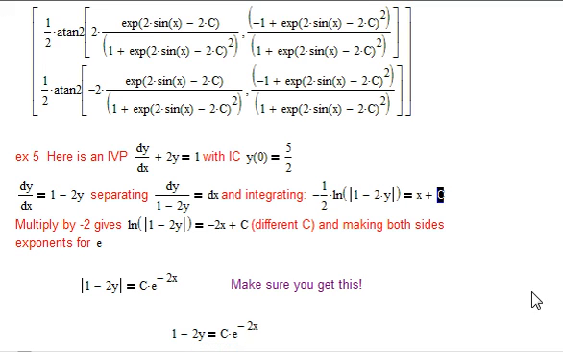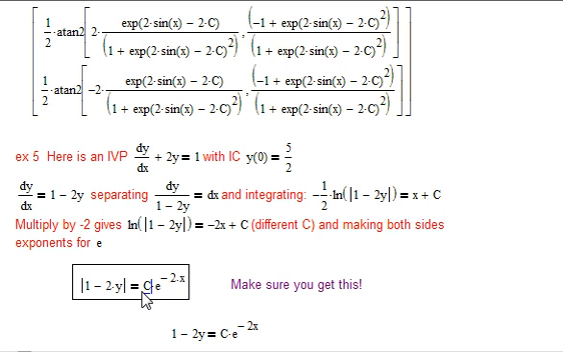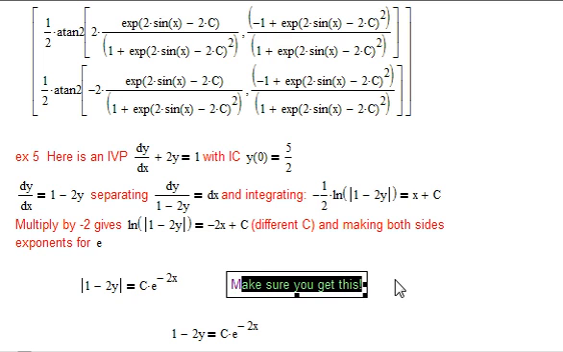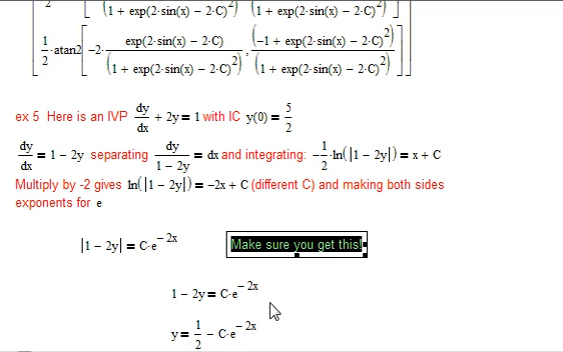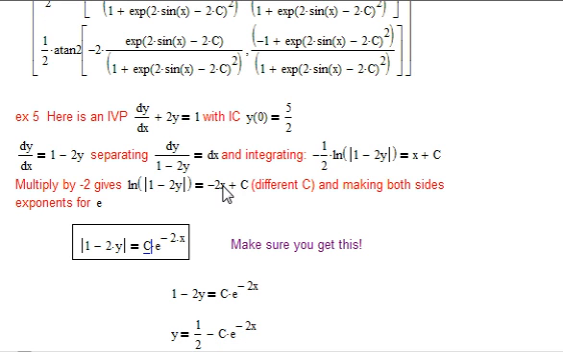So then make both sides exponents for e, so then the absolute value of 1 minus 2y equals our arbitrary constant times e to the negative 2x. Do you know why that is so now? If you don't, that could cause you some serious problems. So see where the c came from here. Remember, this is e to the negative 2x times e to the c.